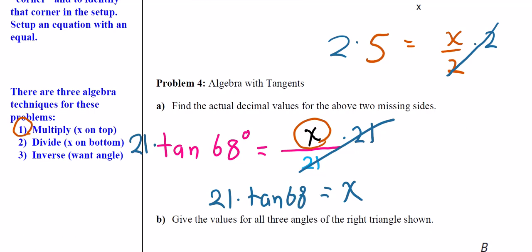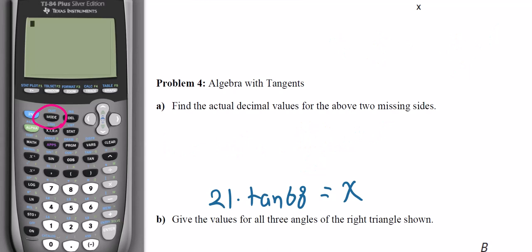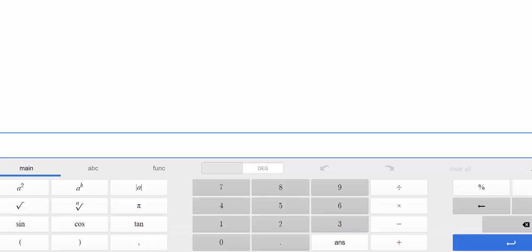Now I need to put this in a calculator. If I'm using a calculator like this, for example, I'm going to click on the mode button. Do you notice how if I scroll down to the third option, it has radian and degrees? I want this to be in degree. Then go ahead and quit that, and it's set up correctly.